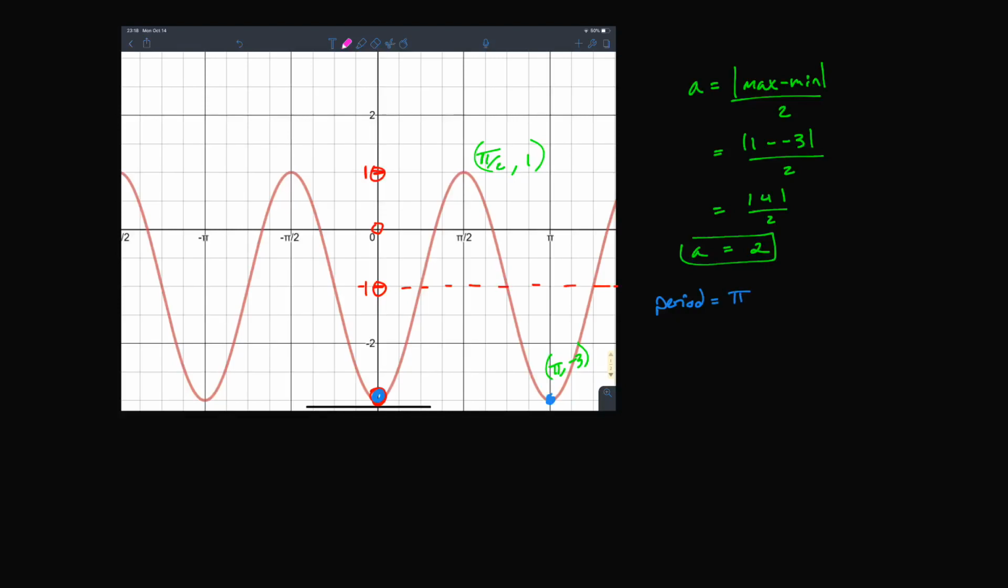So now if I'm going to calculate b, I'm going to go 2 pi over b is equal to the period, right? So this is equal to pi. So I have to figure out what b is. So 2 pi over b equals pi. Cross multiply, you get 2 pi equals pi times b. You can see that b is simply 2. So now we know b, we know a.